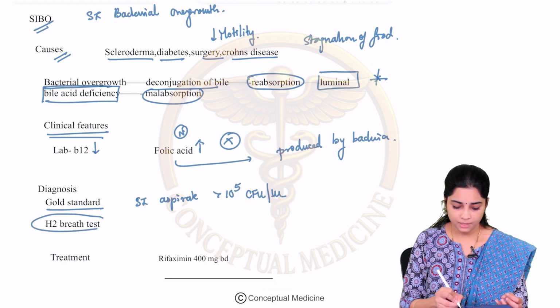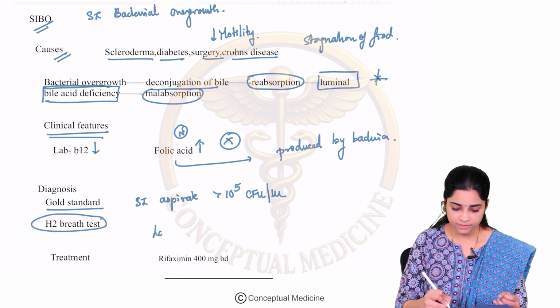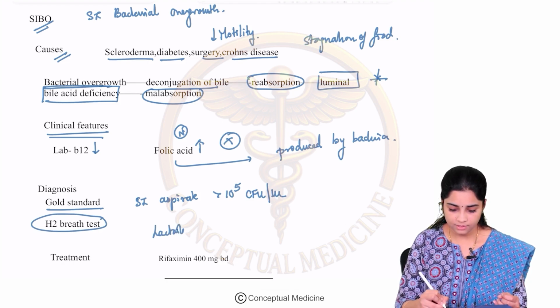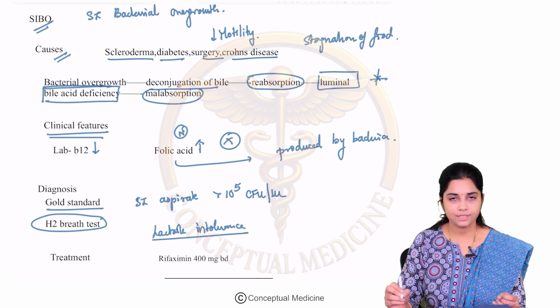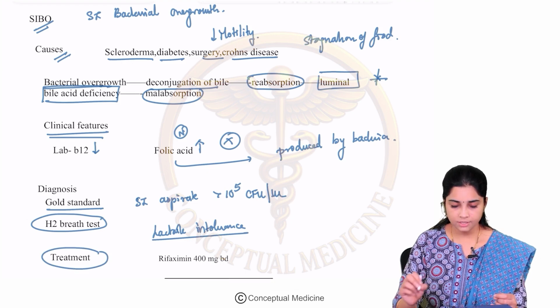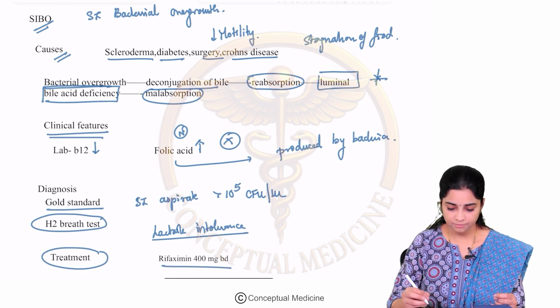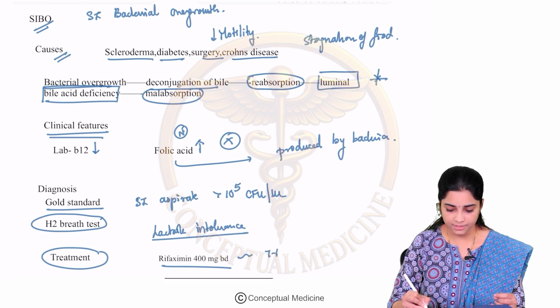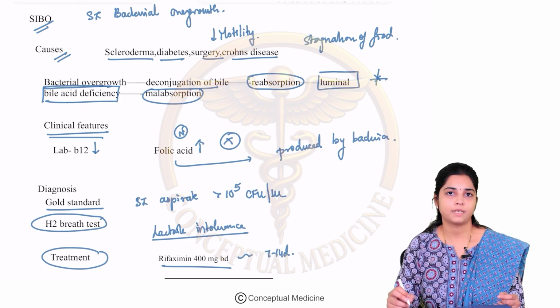Apart from that, you can do a hydrogen breath test. But the hydrogen breath test can also be positive in lactose intolerant patients or lactase deficiency. The other condition where the hydrogen breath test is positive is SIBO. How do you treat this condition? You treat it with antibiotics like rifaximin, given 400 mg BD for a period of 7 to 14 days. Okay, so this is about small intestinal bacterial overgrowth.